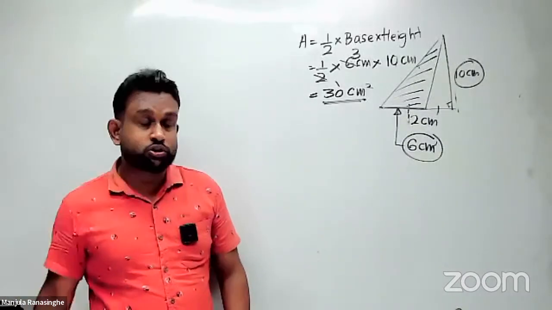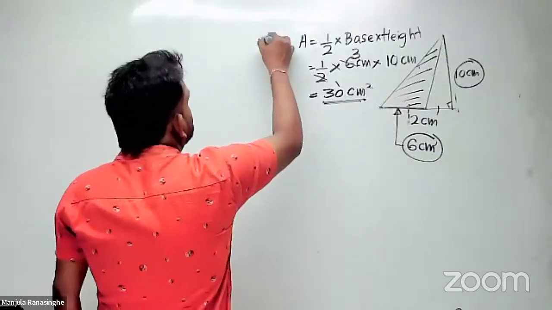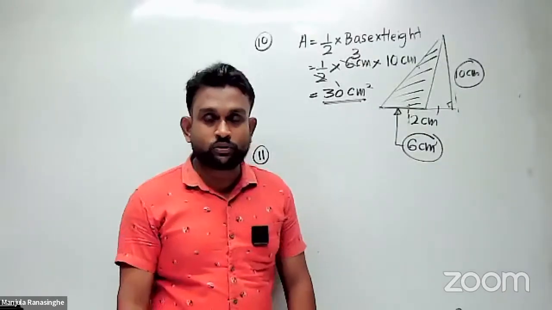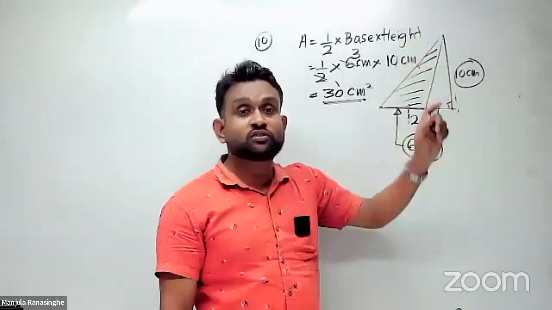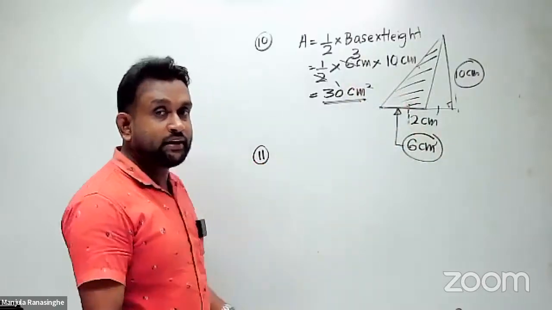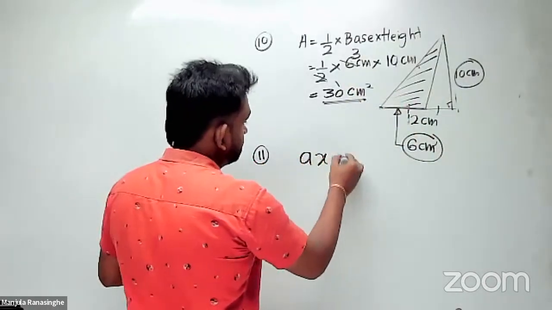Right, now we move to question number 11. Right, the student can do that method also, bigger triangle subtract the small triangle, but this is a one-shot method, very easy. x equals b minus cx.